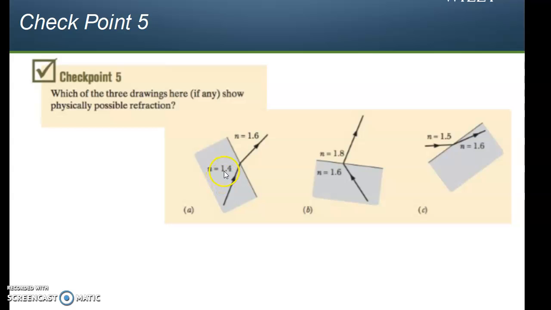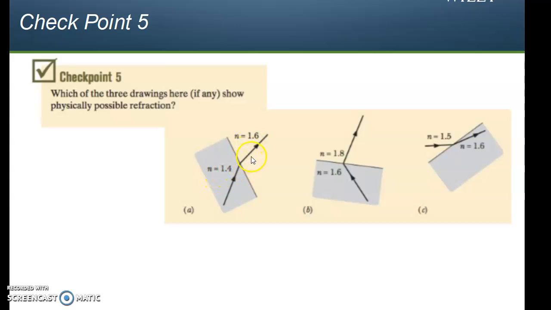So here, this is N 1.4. This N, the refractive index, is 1.6. This is 1.6, and this is 1.8. And this is 1.5, and this is 1.6. Okay, first of all, this is a lower number than this one, isn't it? And you'll see that this is bent away from this one. So that actually follows the correct rules, doesn't it?